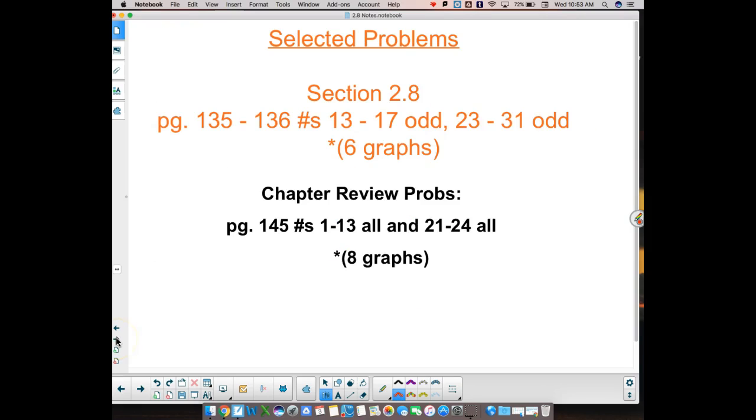Exactly. So I'm giving you two homeworks this evening. I'm giving you the 2.8 homework, and I'm giving you the chapter review homework for Friday's test. So both of those homeworks will be due on Friday.